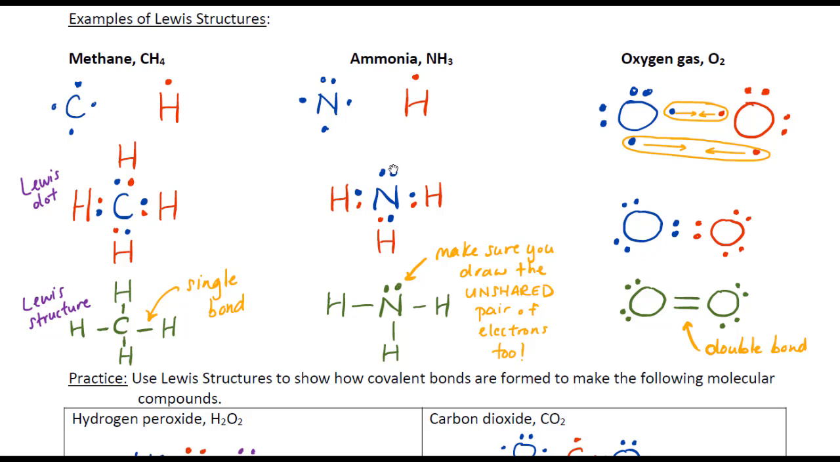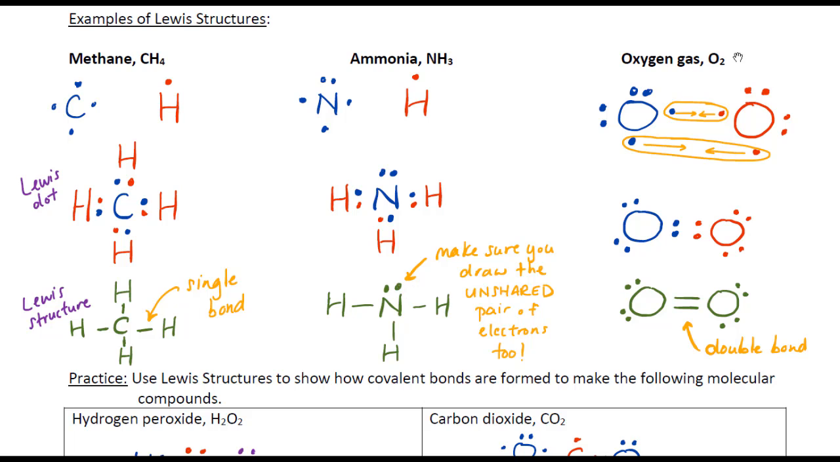But notice that these electrons here at the top did not get shared. They belong only to the nitrogen. So we show that they belong here down in the green only to the nitrogen. You always need to make sure that you don't just draw the lines for the shared pairs, but you also draw the unshared pairs of electrons as well.